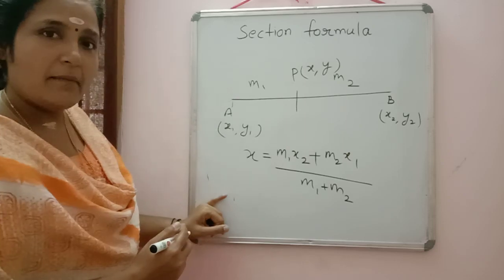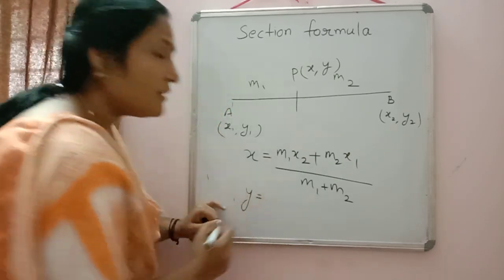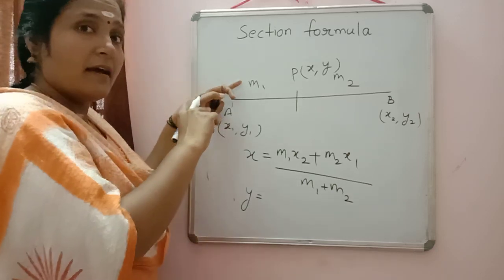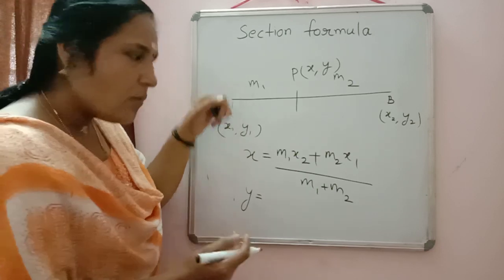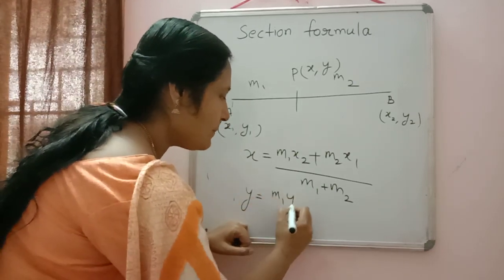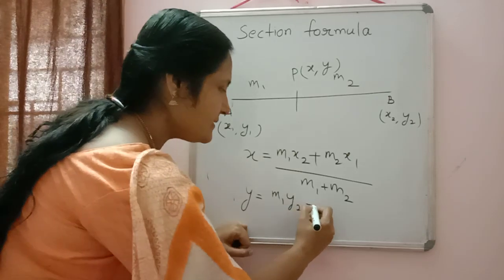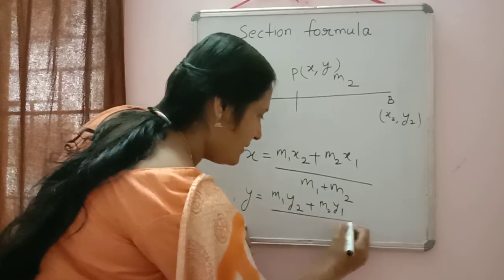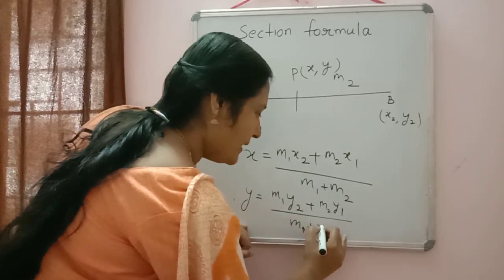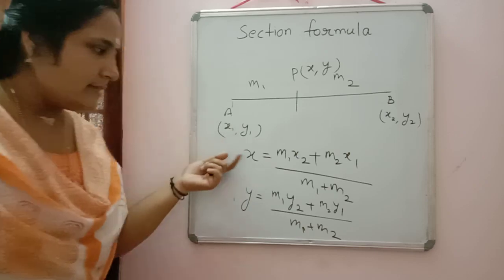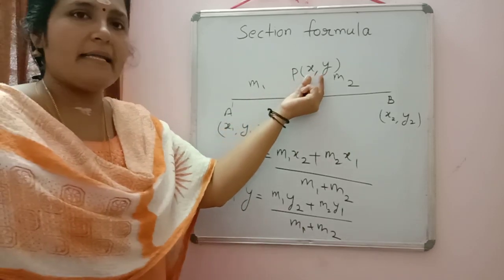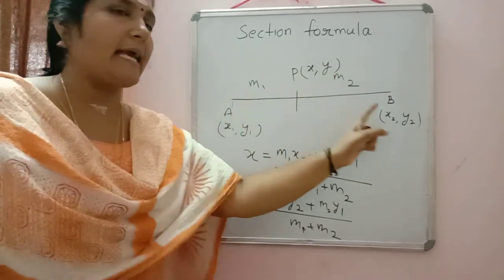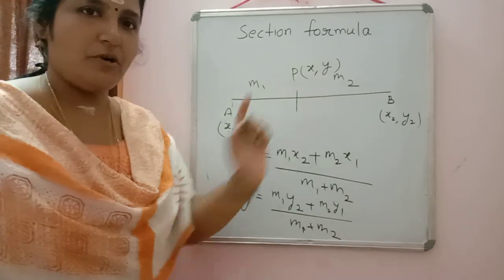In the same way, can you tell me how we will write the y coordinate of the point P? Yes, the y coordinate. Again, the same method: m1 will be multiplied by y2. Very good. m1 multiplied by y2 plus m2 multiplied by y1, divided by m1 plus m2. So, using this formula, we can calculate the x coordinate and y coordinate of a point P which divides AB in the ratio m1 to m2.